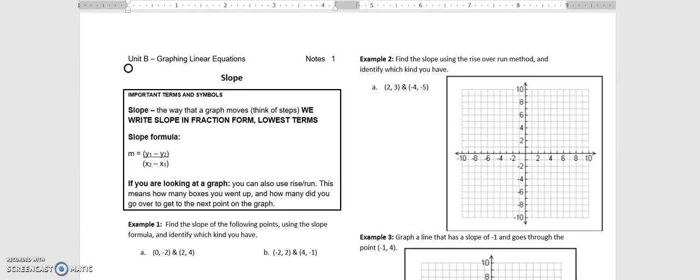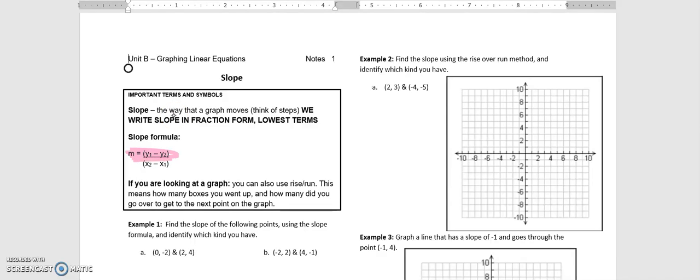Good morning. Today we're going to be talking about the first thing that we have to talk about in Unit B, and that's slope. Slope has a formula, which we're going to practice in example number 1, but you can also find slope by looking at graphs, which we're also going to do in example number 2. So let's start with the formula.